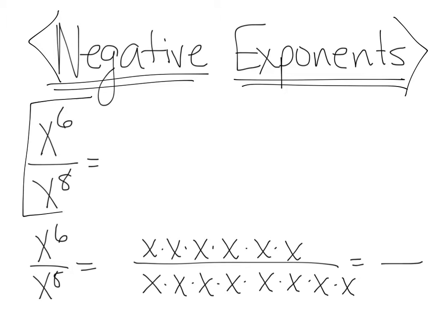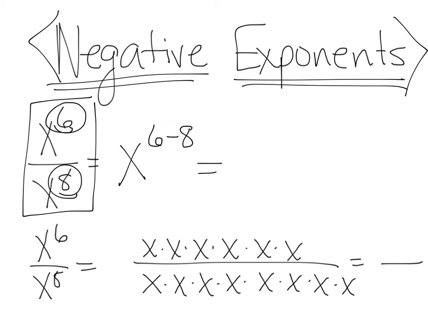And here's an example. If we do the quotient rule right here, it tells us to go 6 minus 8. But 6 minus 8 is negative 2. And so we have x to the negative 2. We've got a negative exponent. And unfortunately, the math police, or the people who made up the math rules, they want all of your answers with positive exponents. So we need to know how to turn this negative exponent positive.